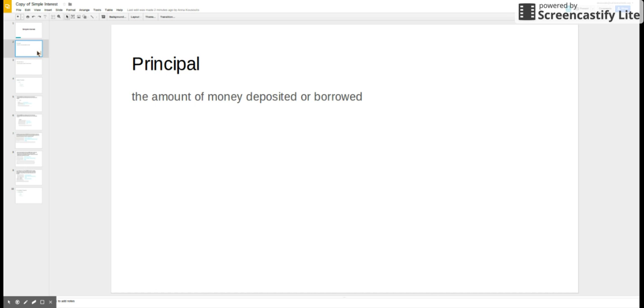So to begin with, you need to know what principal means. Principal is the amount of money deposited or borrowed. So this is basically the amount of money that you start with when you're borrowing money.